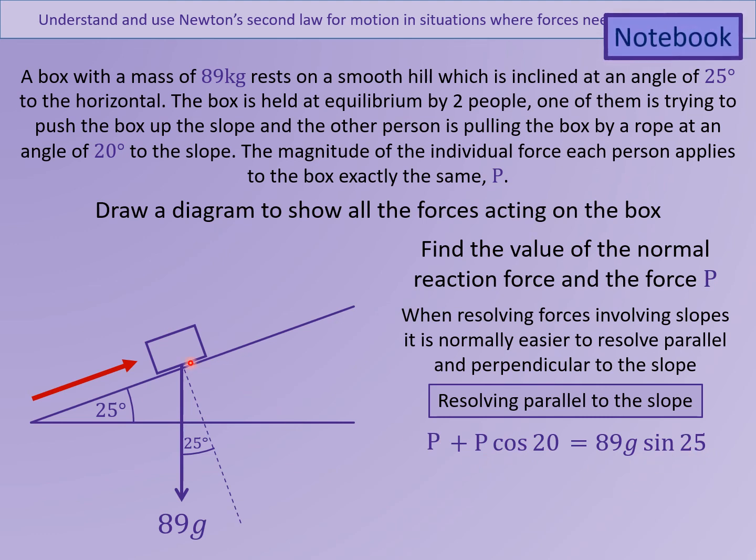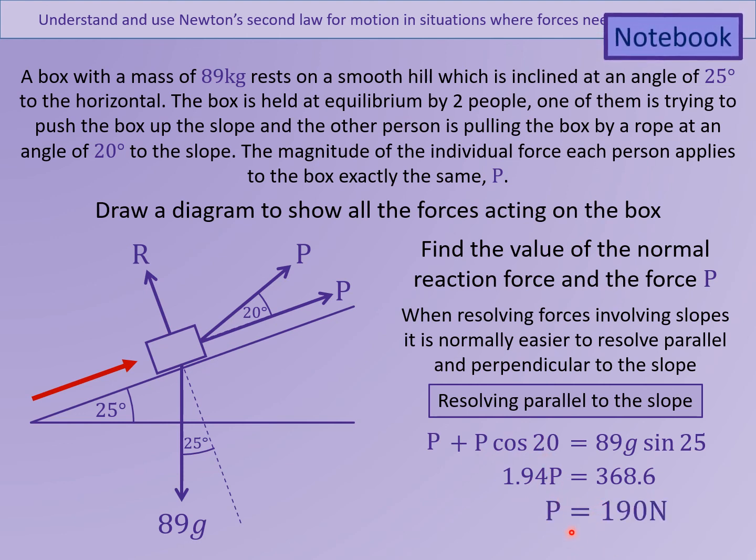But if you prefer to do P positive, P cos 20 positive, that one negative, because it's going down the slope, that's fine, equals 0. Right, so what can I do then? Well, I can certainly do a bit of factorising. I can put that together, get 1 plus cos 20, and I can divide by that, and I'm going to get these sorts of numbers coming out. Or you can do it with just working out cos 20, do 1 plus whatever that is, and so on. Then I get P equals 190 newtons.